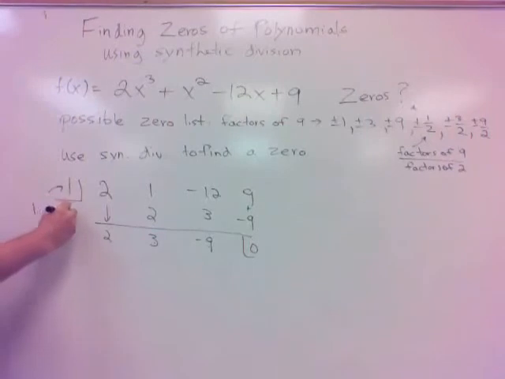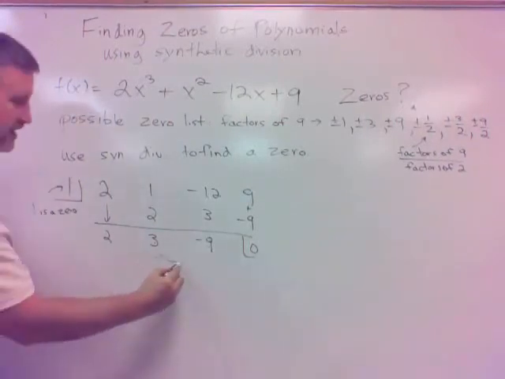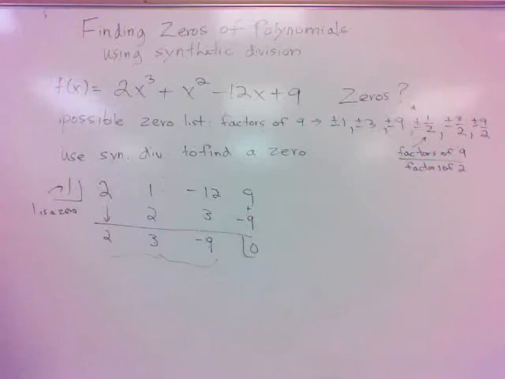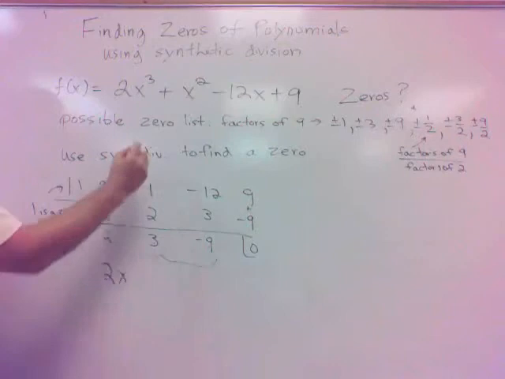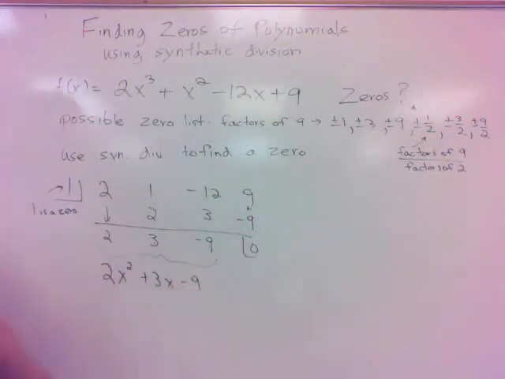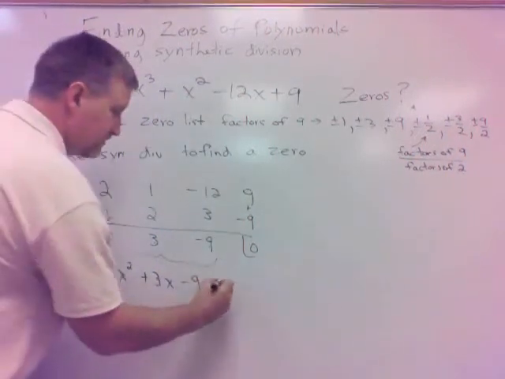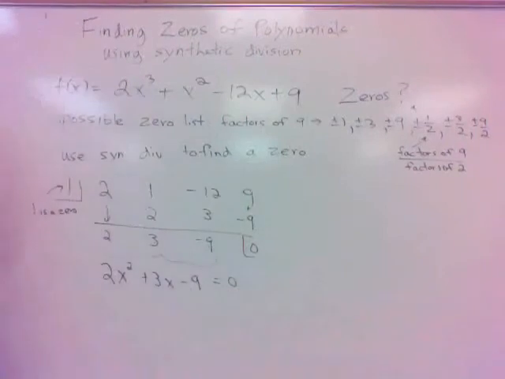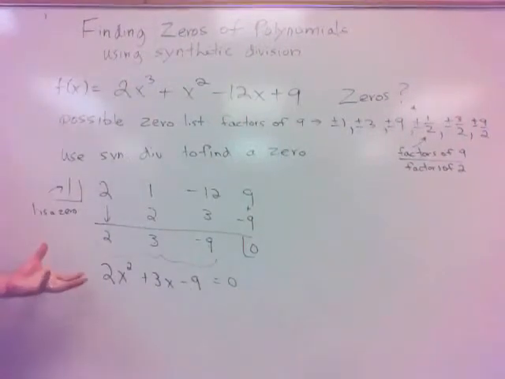How do I get the others? Well, what I can see from the others, this is a factor. So 2x squared plus 3x minus 9. I've got a 0 here, but I've also got factors. And as a matter of fact, this is a factor. And so if I set that equal to 0 and factor it some more, that gives me the other zeros.